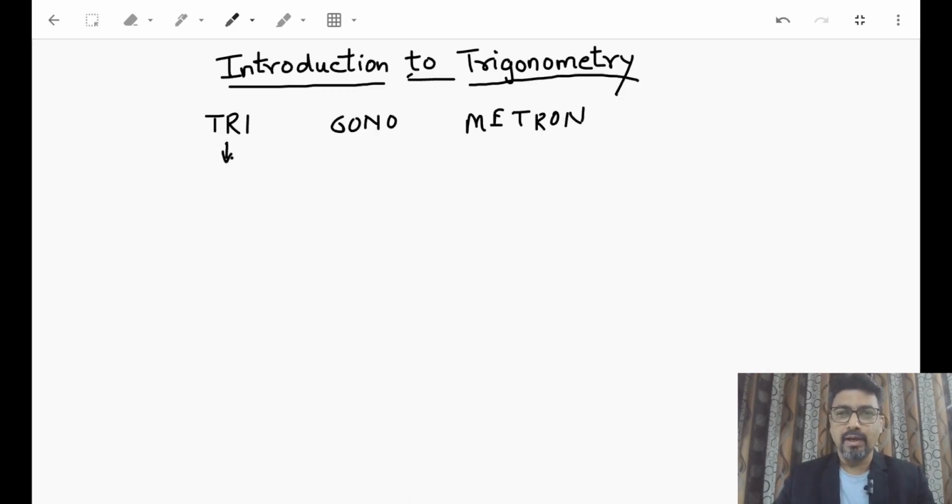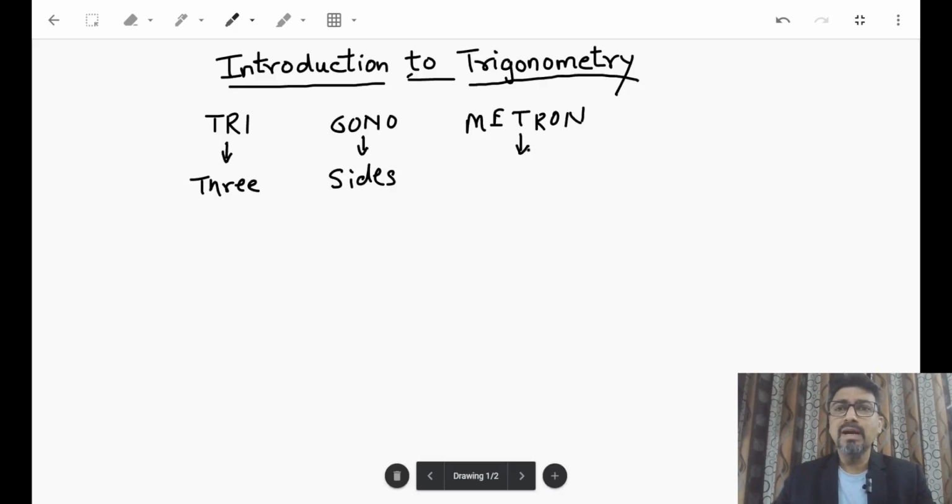What do we mean by tri? Trinomial, a polynomial with three terms. Tri means three. Gona is a word for sides. And metron, what does that remind us of? Metron reminds us of meter. And what is meter? Meter is a unit of measurement. So metron here means measures.